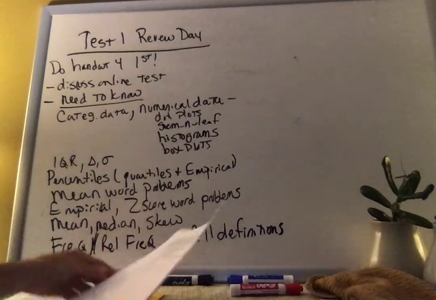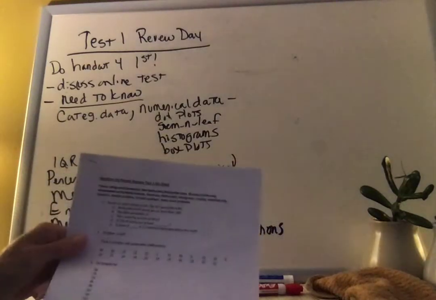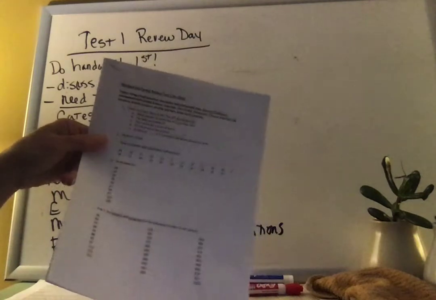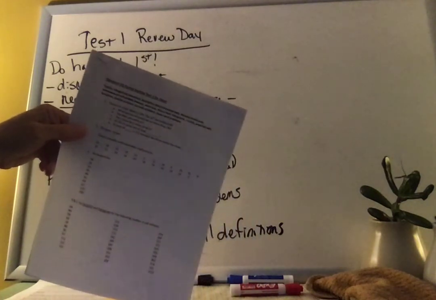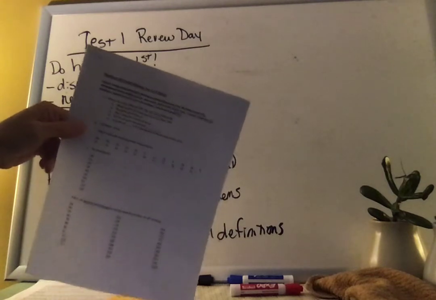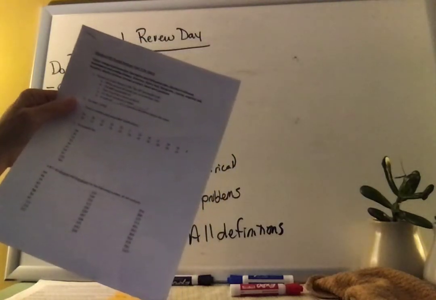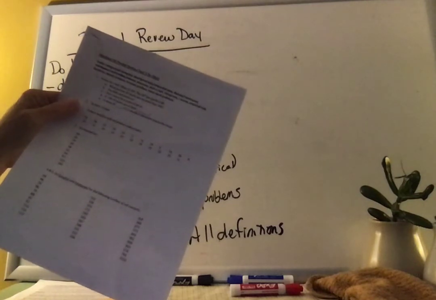Now, I did not want to have to reload the sheet. So this partial review is exactly that, partial. It just threw a few extra problems onto a piece of paper. This is by no means, oh, if I know everything on handout 4, I'm good for the test. That is not correct at all.